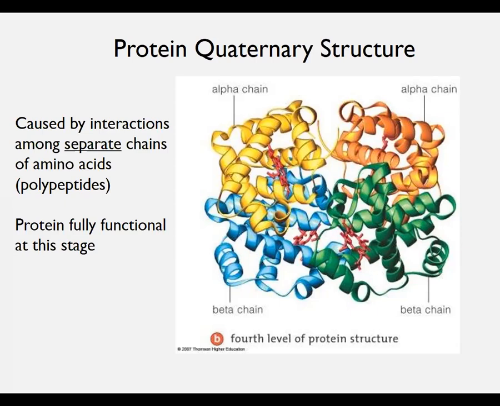All right, any questions about that? Any other questions about protein structure, proteins in general? We'll see more proteins in the future. So now you know how they're generally formed.